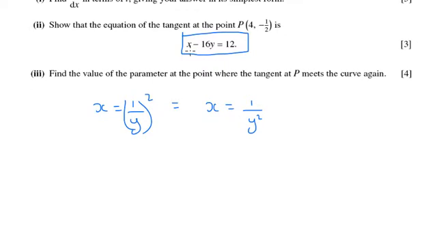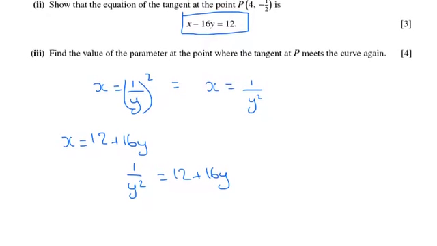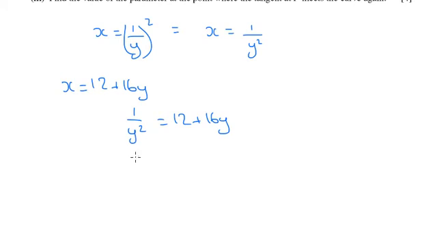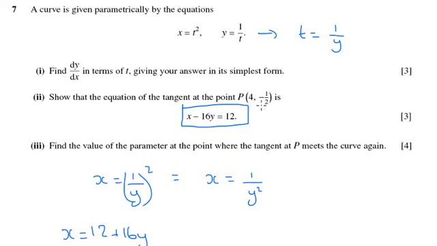So we can write down that x equals 12 plus 16y. x also equals this, so we can then say that 1 over y squared equals 12 plus 16y. And we have to solve that. It's a bit of a pain. We're going to have 1 equals 12y squared plus 16y cubed. Now, initially it looks like we're going to have to solve this cubic, but we already know one solution. We know that a solution is that y can be negative a half.